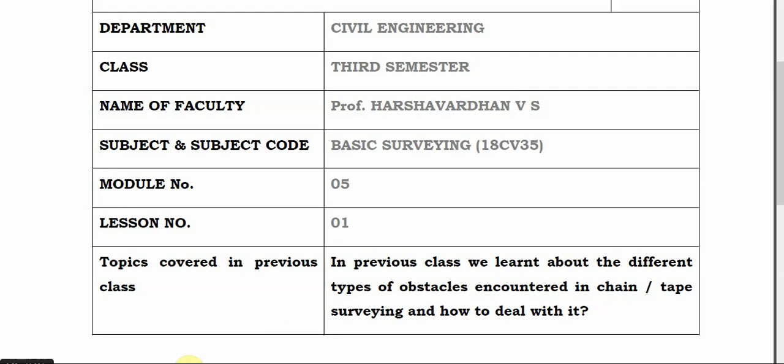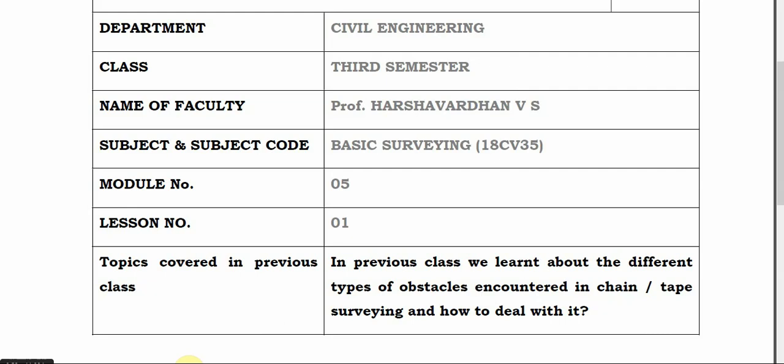So, in the previous class, we saw how obstacles in chain surveying are categorized into three groups and how they can be dealt with using different methods and different mathematical or geometrical solutions.